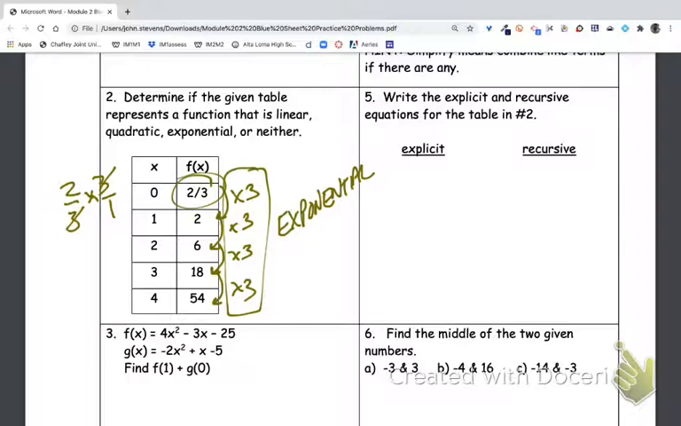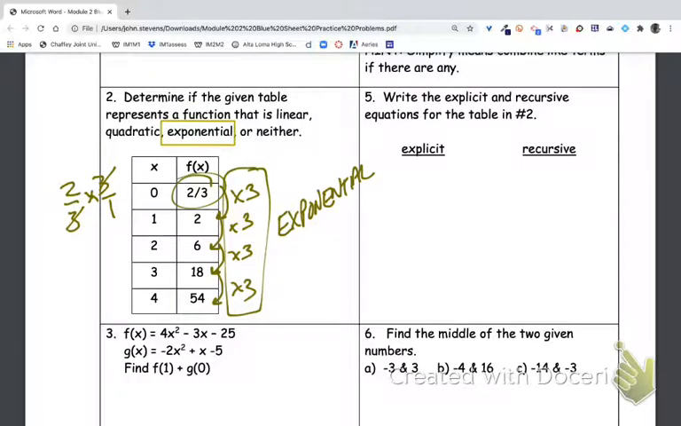A linear is when we're adding and subtracting, and we've got a common first difference. A quadratic is when we have a common second difference. An exponential is when we have a common ratio. And in this case, we have a common ratio of 3.